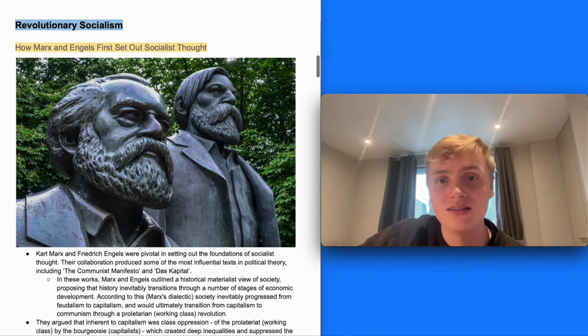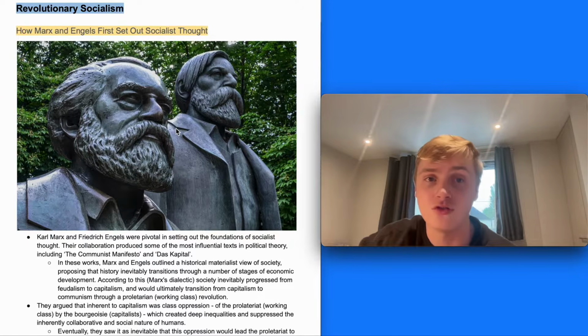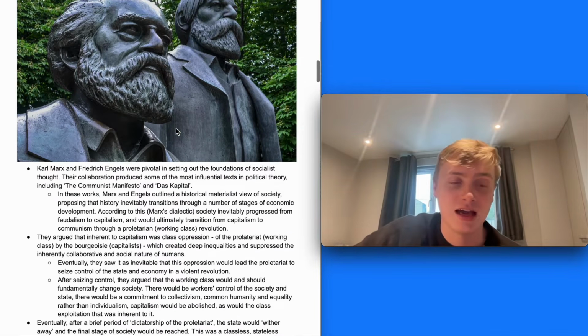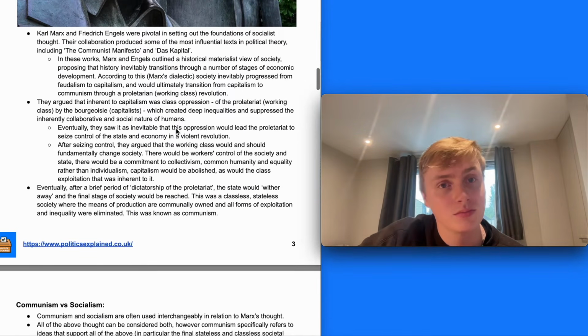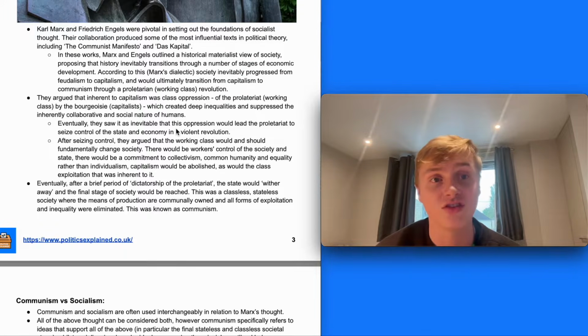So that's the emergence of socialism. And the first key strand of socialism is revolutionary socialism. Marx and Engels were crucial in first setting out this socialist thought. And they did so in some of their most influential texts you may have heard of, such as Das Kapital and the Communist Manifesto.